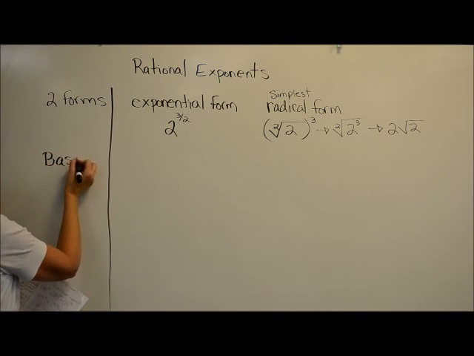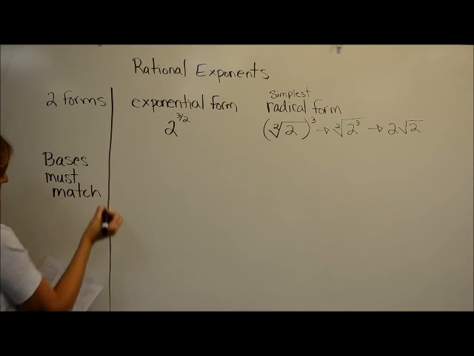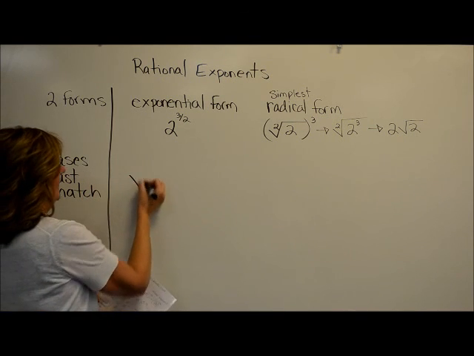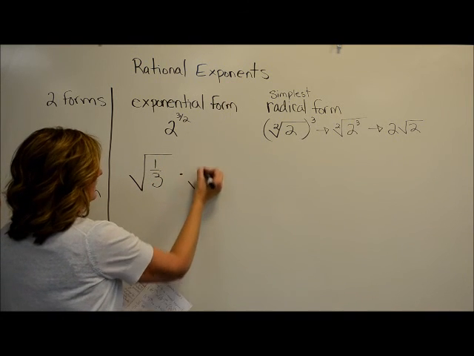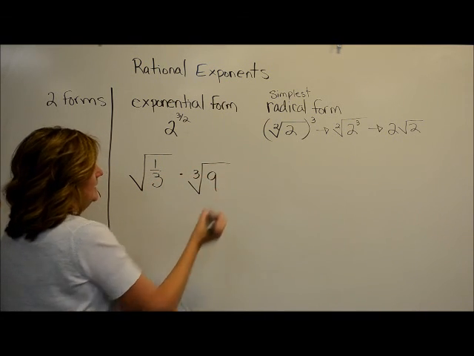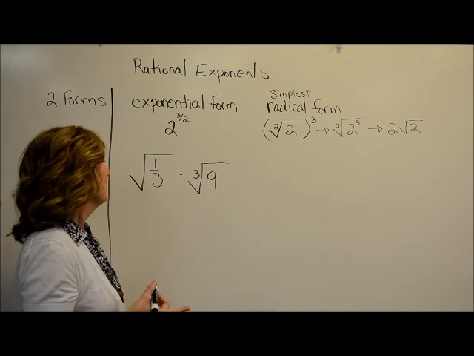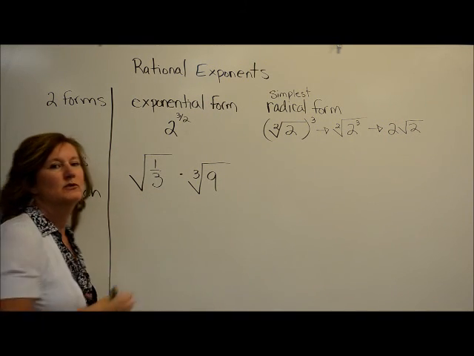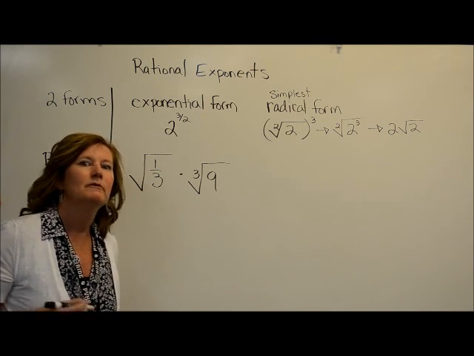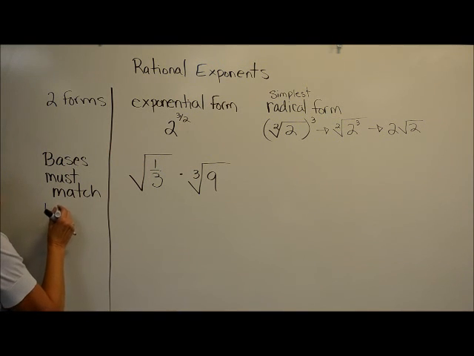Okay. The bases must match. So if I have two things like this, I have the square root of 1/3 times the cube root of 9. Well, those base numbers don't match, okay? What I'm going to do is first make it so the bases match. So number 1, match bases.